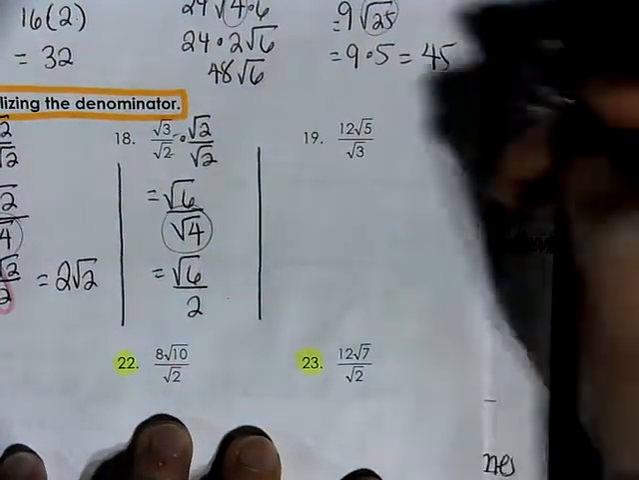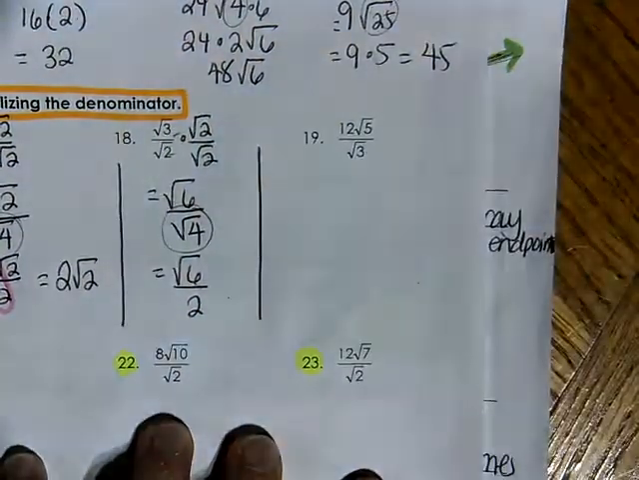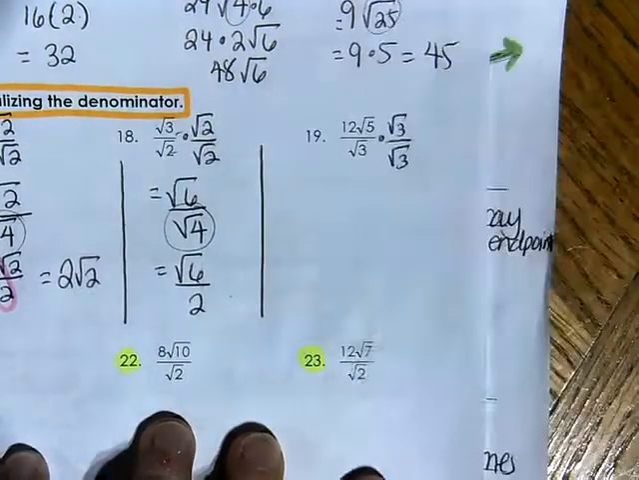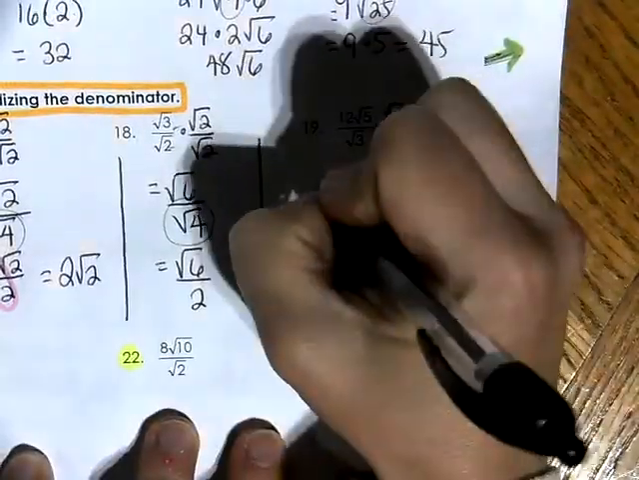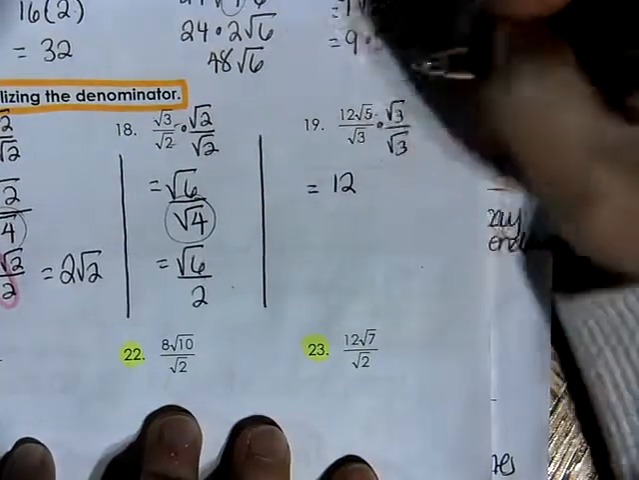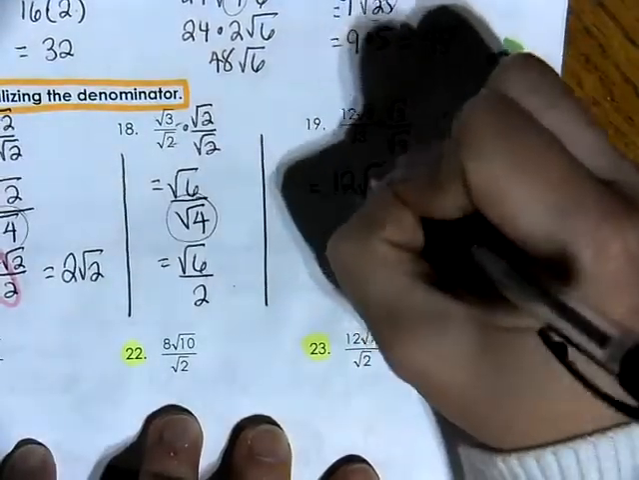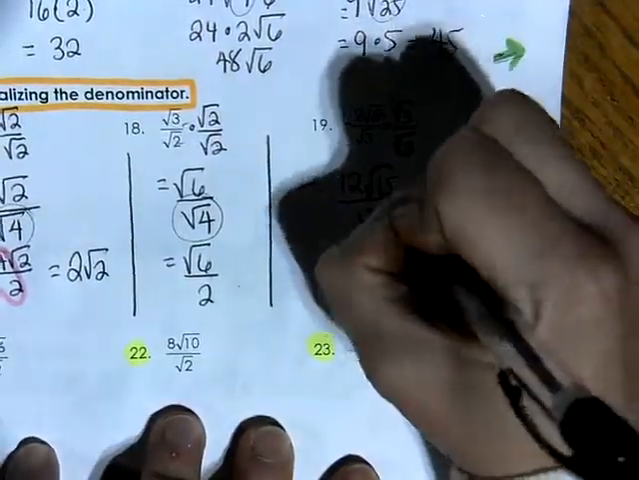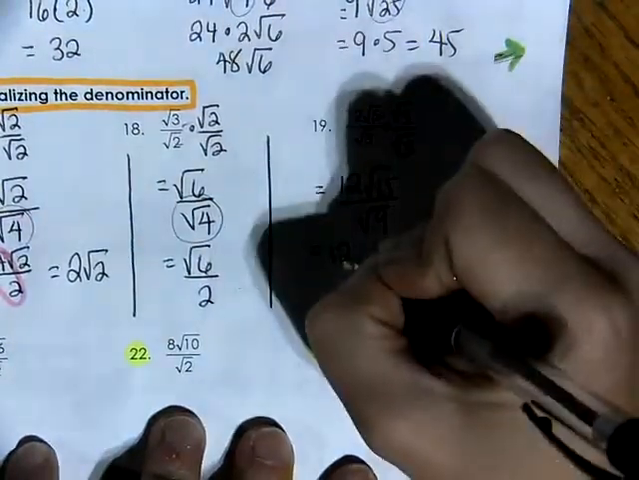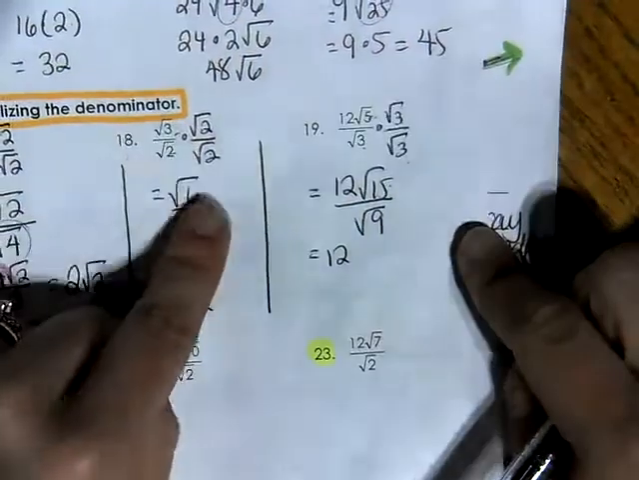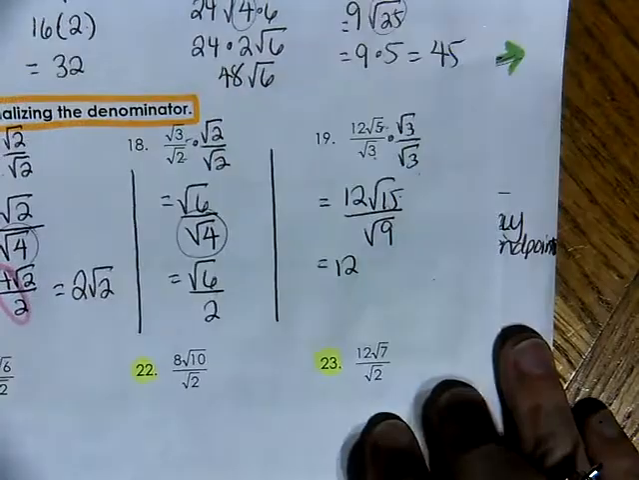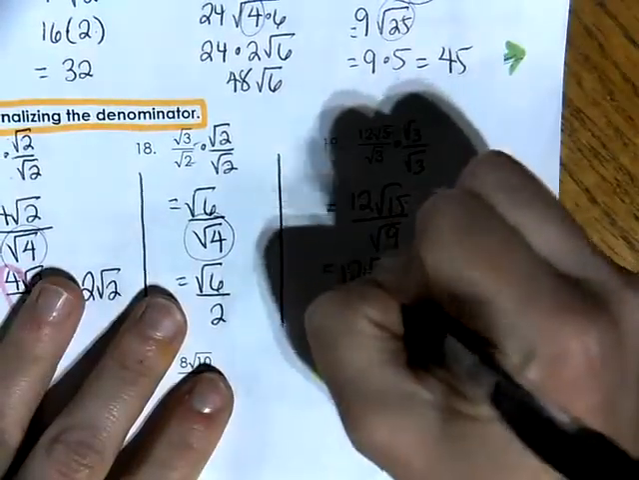For number 19, 5 and 3 are not related to each other, so I'm going to multiply both the numerator and the denominator by the square root of 3. So 12 still stays on the outside, and I'm just going to multiply my roots together. 5 times 3 is 15, divided by the square root of 3 times 3, which is 9. So 15, 4 can't go into it, 9 can't go into it, 16 can't go into it, 25 can't go into it, so 15 stays the way that it is.